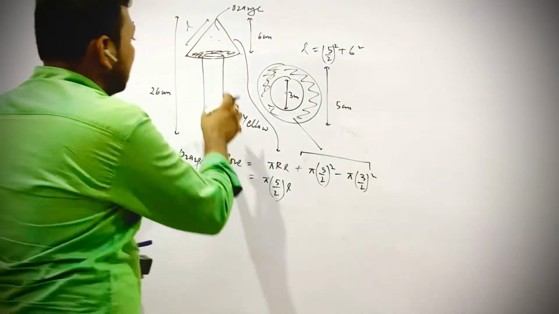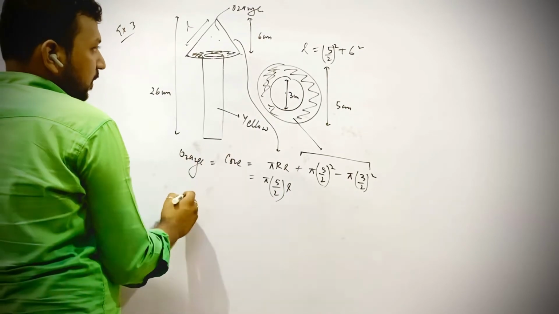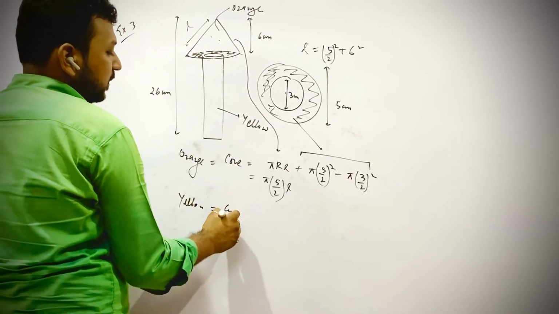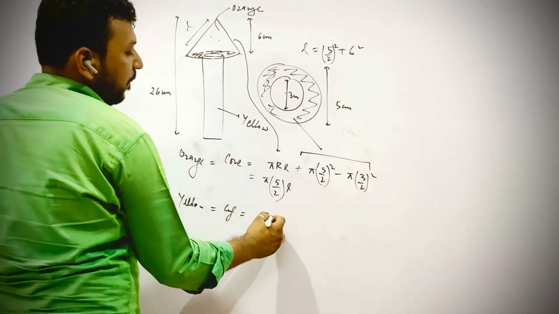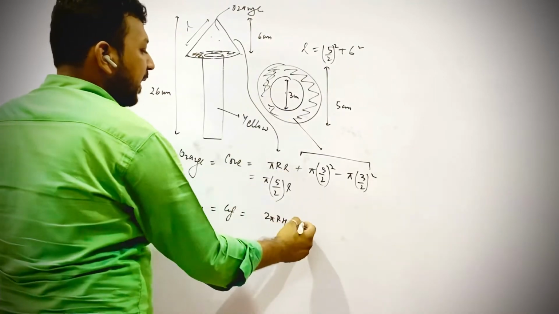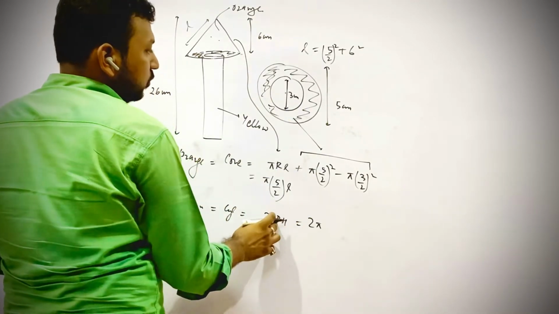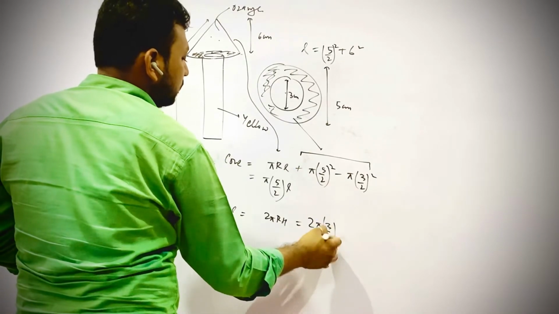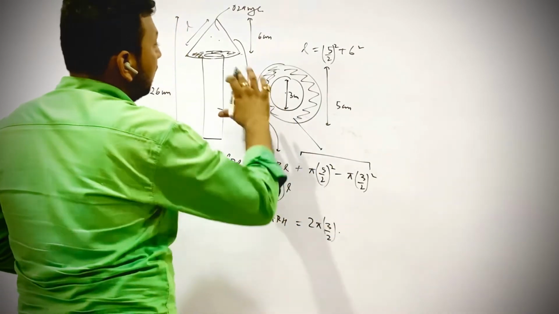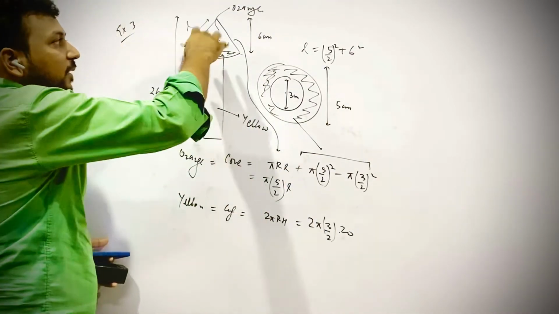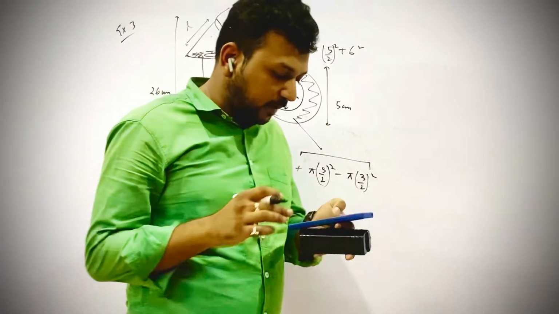Talking about the cylinder, what is this yellow portion? The yellow portion of the cylinder is 2 pi r h, and in this, what is r? r is the radius of this cylinder, that is 3 by 2, right? And h is how much? 20, because total is 26 minus 6, that is 20. So let us see.